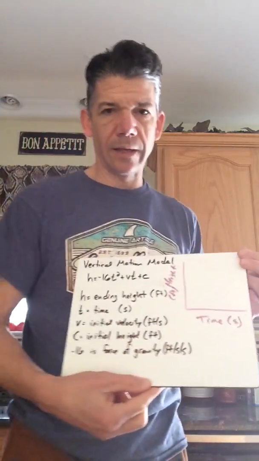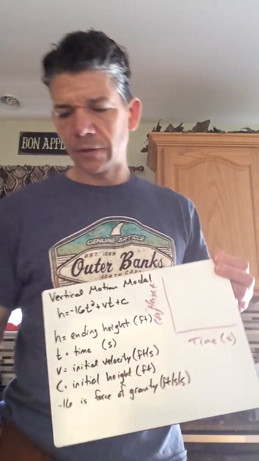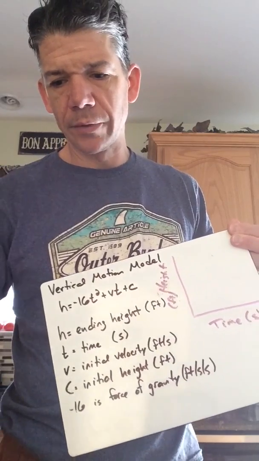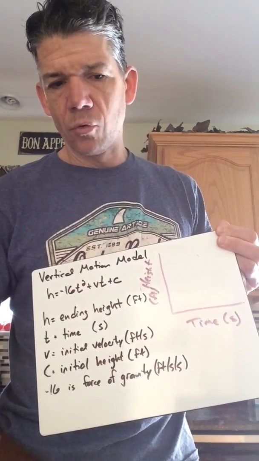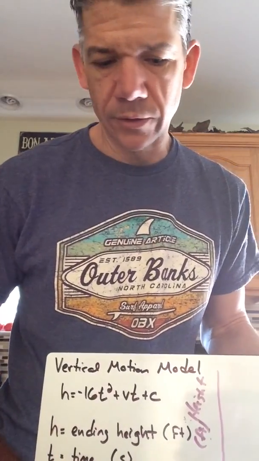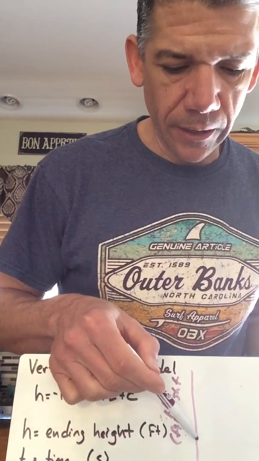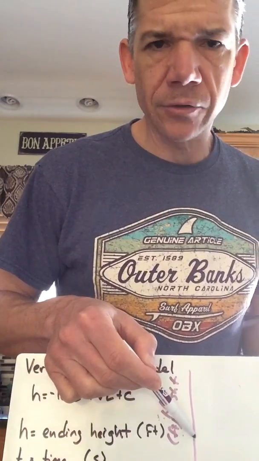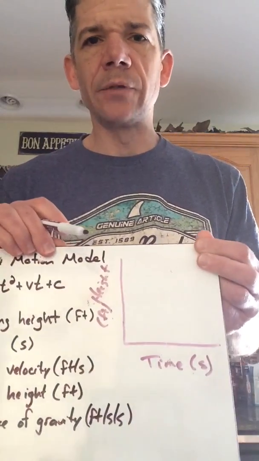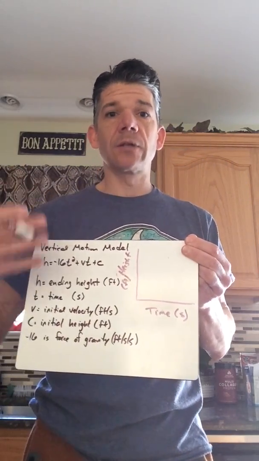All right, so continue with 9.2. We're looking at that vertical motion model, which models what happens if you were to throw something up in the air or kick something, and what we'll do is think about what happens as time goes on. You'll have some starting height, and we're not modeling actually the motion of the object. We're modeling the height of the object as time goes on.